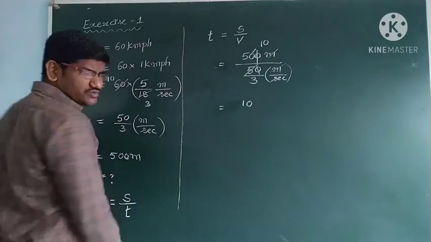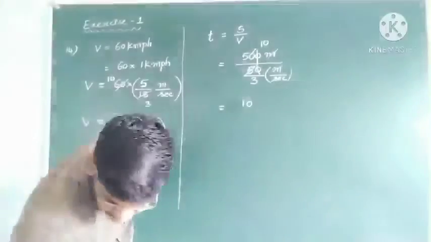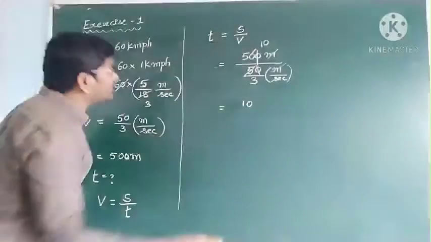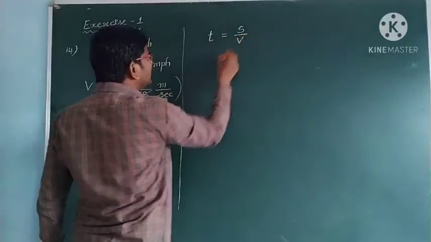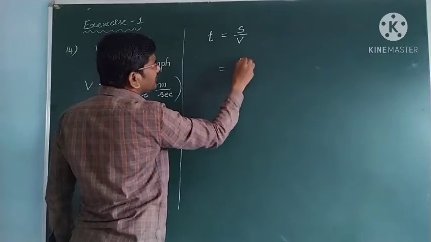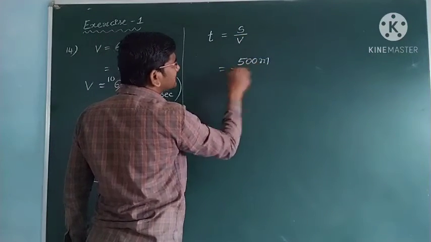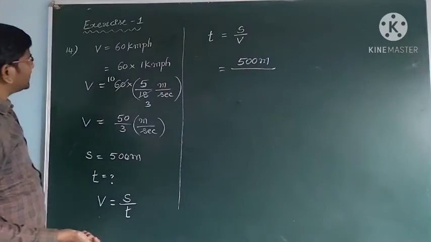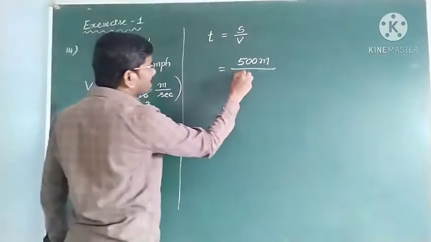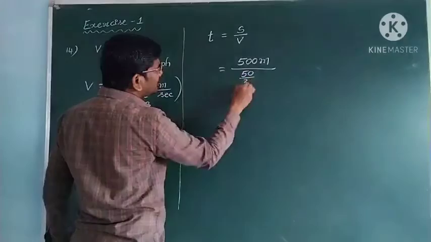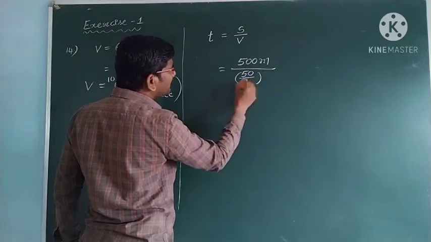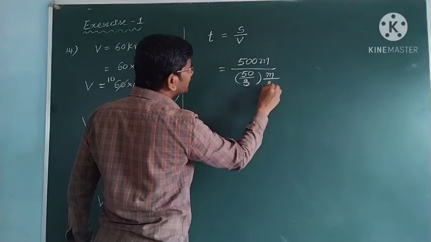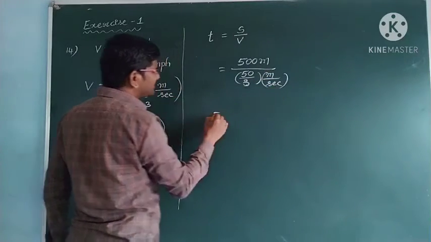Or do one thing, students. It is confusion for you. So see students, distance is given, 500 meters. Speed we got it, how much? Speed is equal to 50 by 3. So 50 by 3 meters per second we got it.